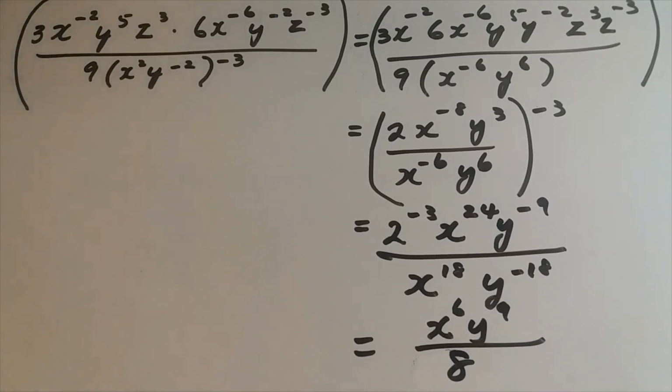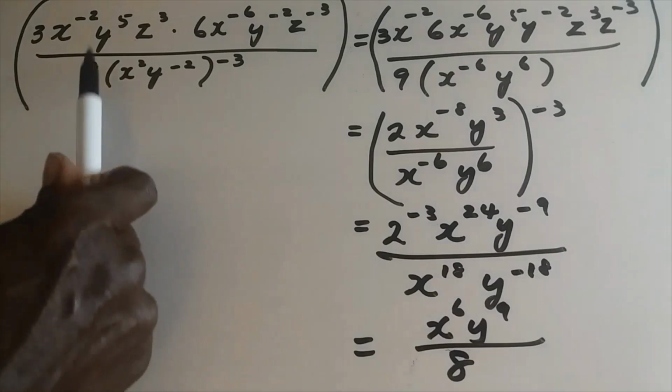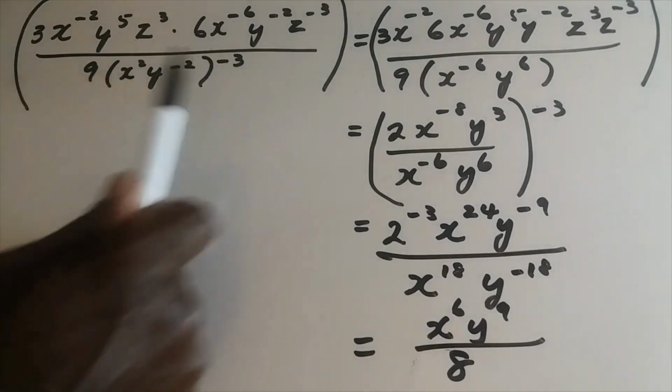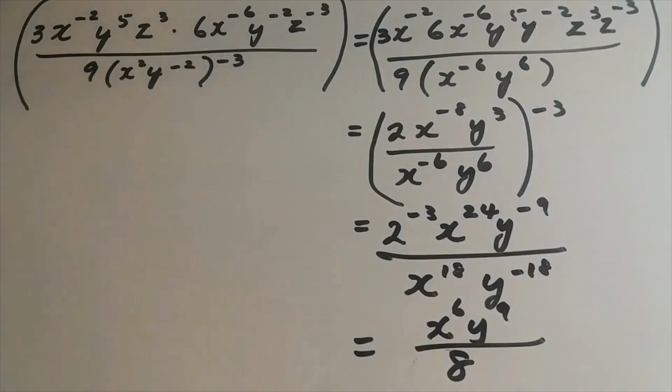And that's our simplified form of this polynomial with both positive and negative exponents. It simplifies to x to the 6th power times y to the 9th power over 8.